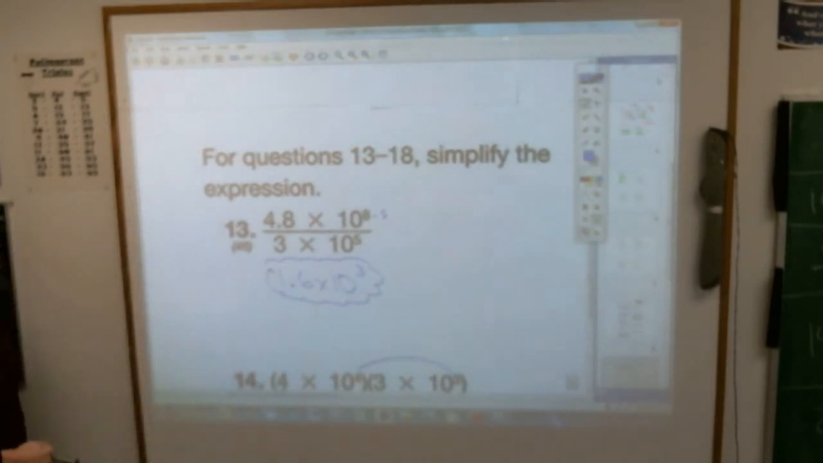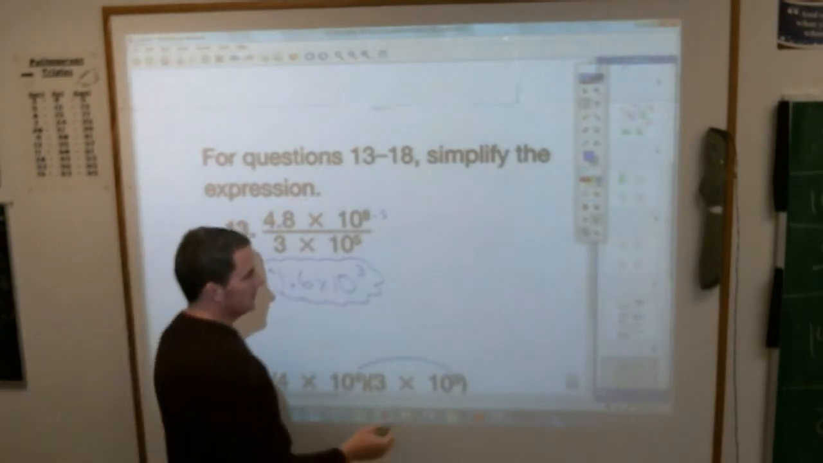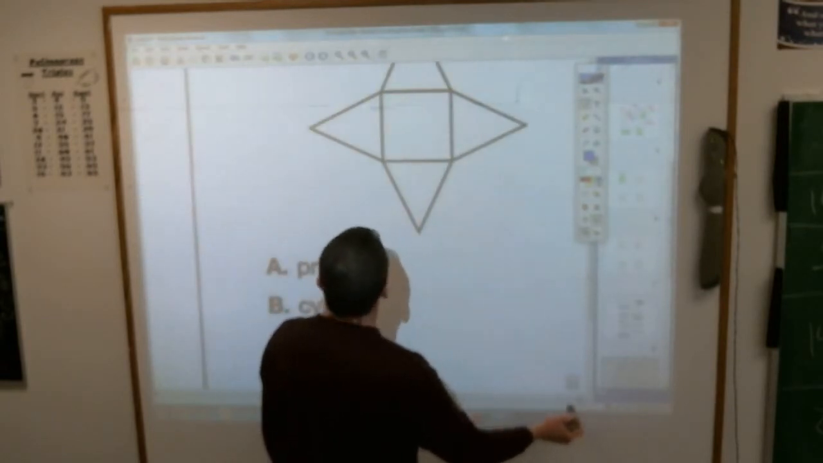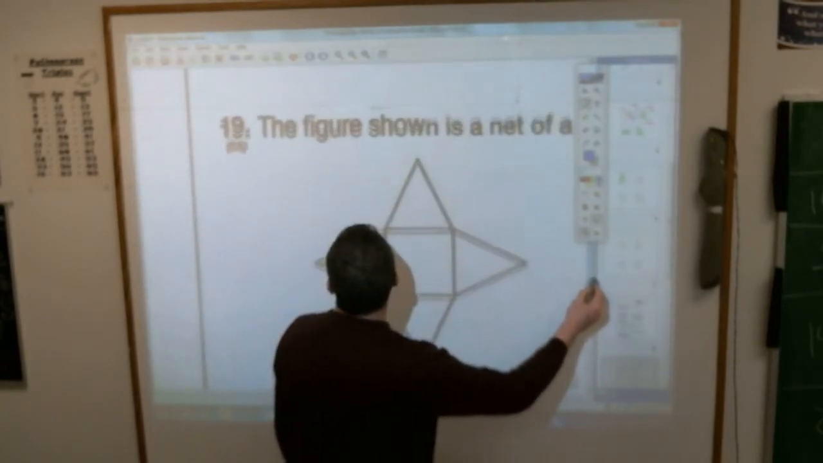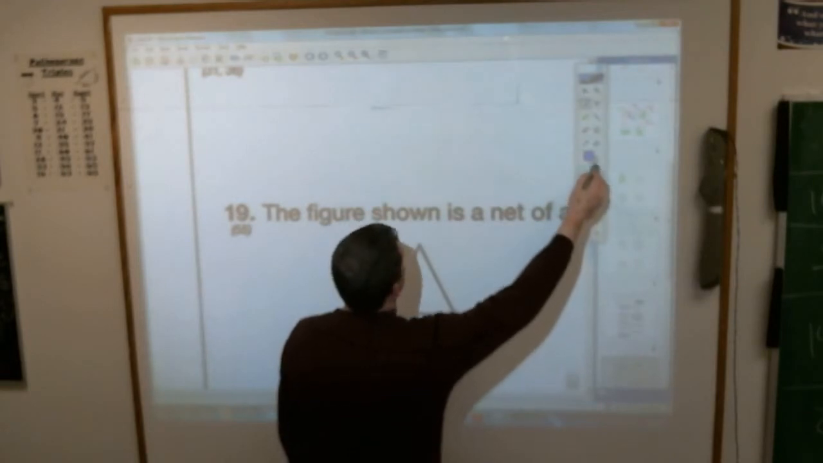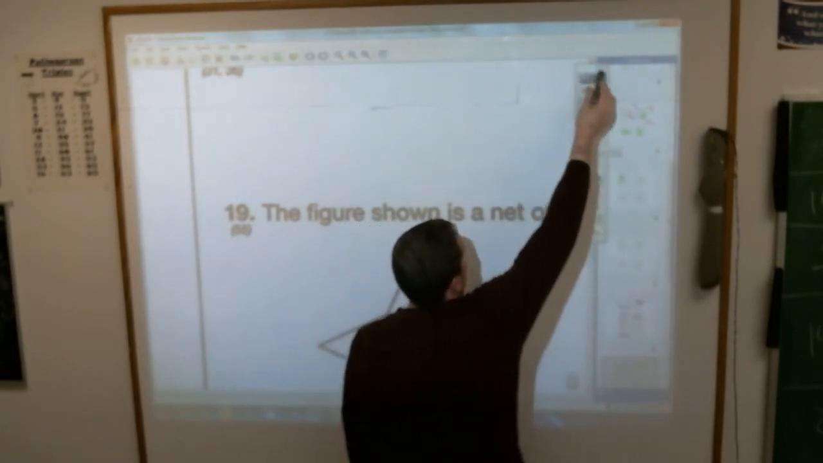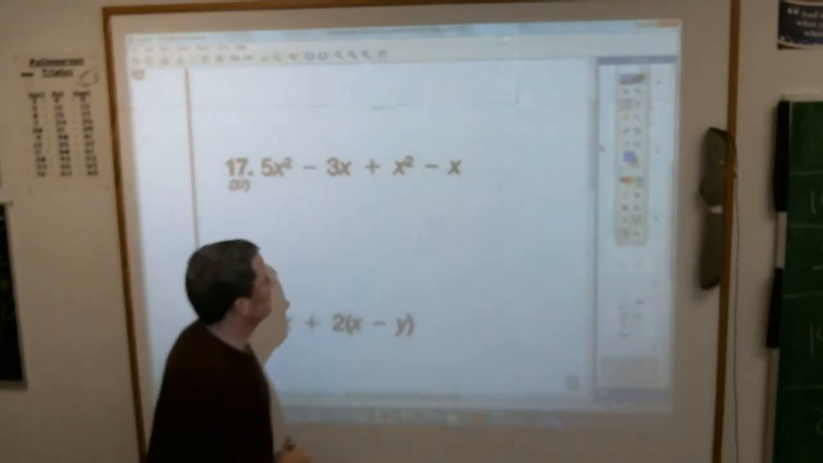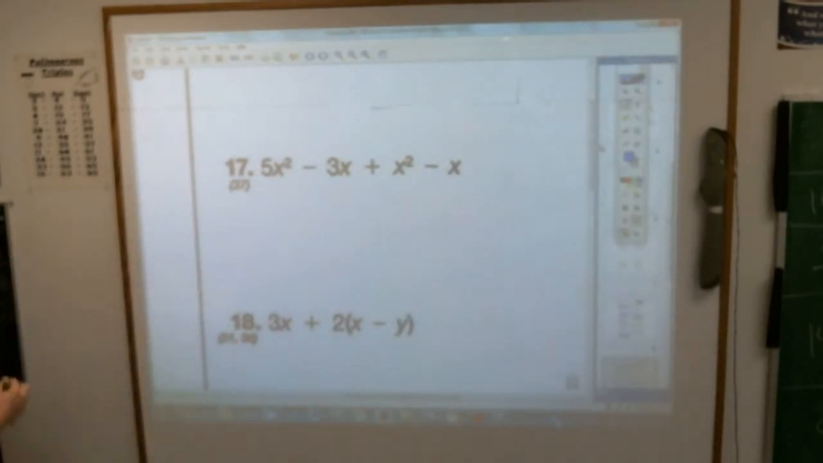Addition, subtraction. No! How do you do 17? Oh, these are our favorite things. No, what did you get? 2x to the 4th?